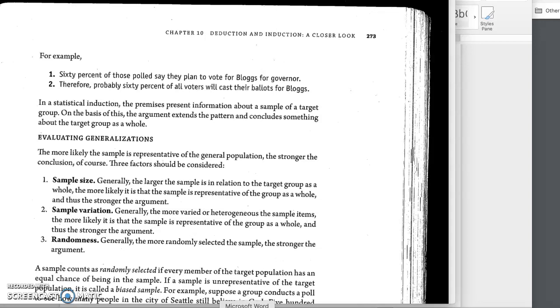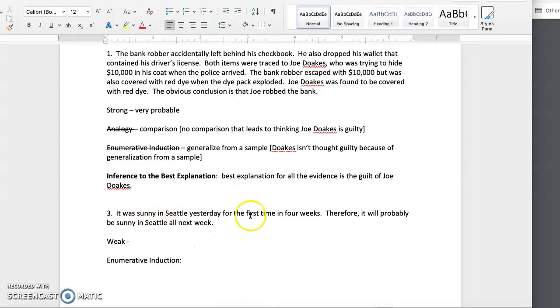All right, so if we go back to number 3, it was sunny in Seattle yesterday for the first time in 4 weeks. Therefore, it will probably be sunny in Seattle all next week. We can see one reason it's weak is a very small sample size, right? The inference is based on 1 day. It's a very non-representative sample because for the previous 4 weeks, it rained. 1 day, it was sunny, right?